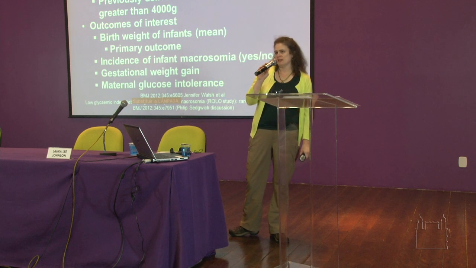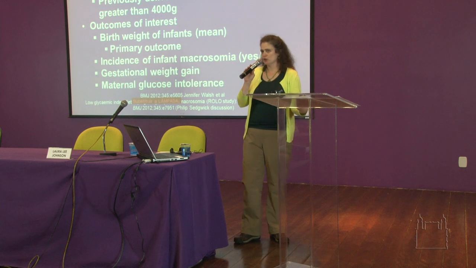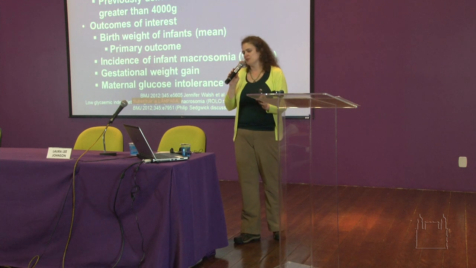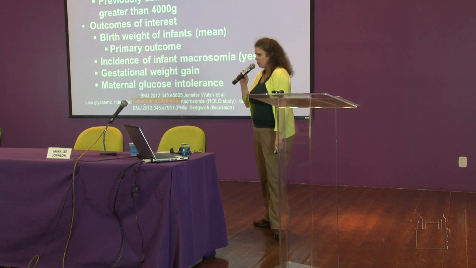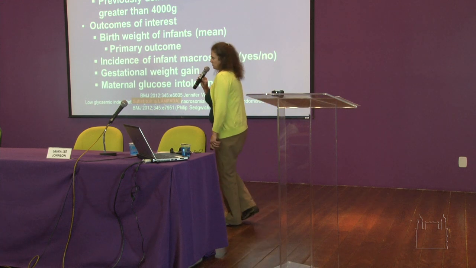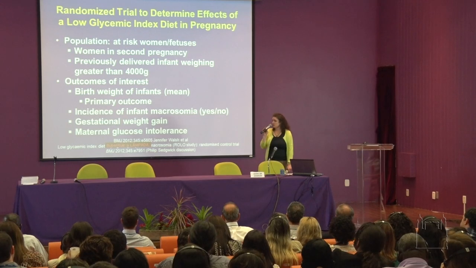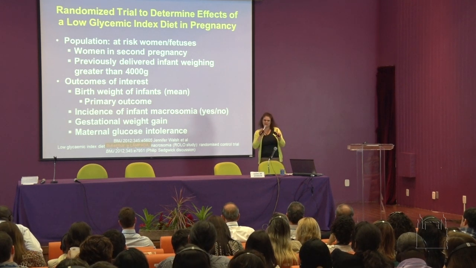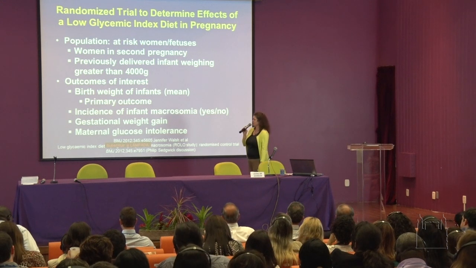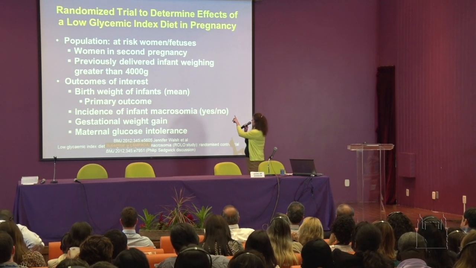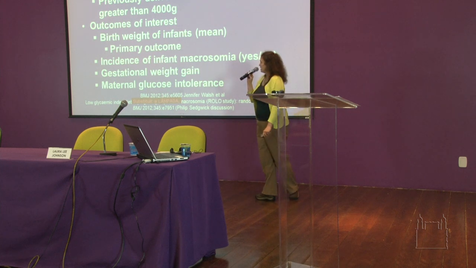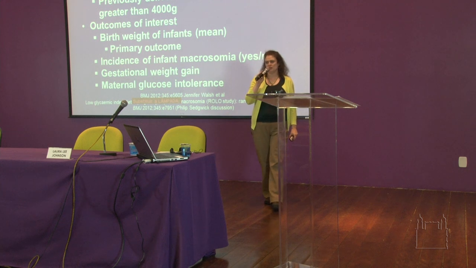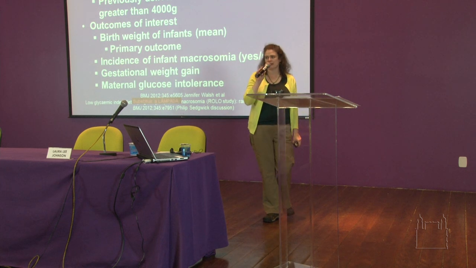This is when an infant is born too large, so it weighed too much for its gestational age. Typically, the cutoff they use in Ireland is 4,000 grams at birth, so this is 4 kilos. So they enrolled women early in their second pregnancy, not their third. They'd only had one baby that had been born too heavy for gestational age. Then they looked at the outcome of the infant once it was born. They wanted to look at mean birth weight as their primary outcome, and they had three secondary outcomes.